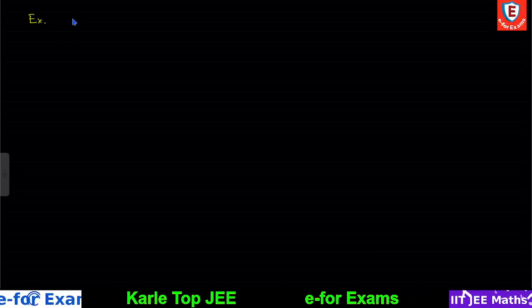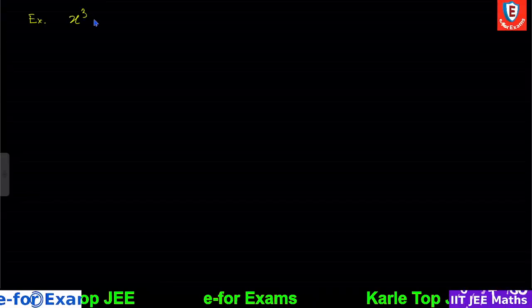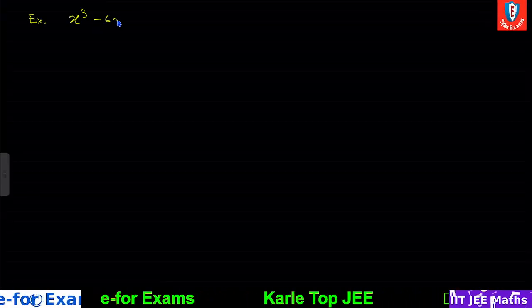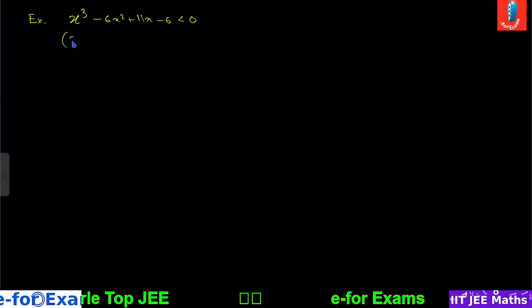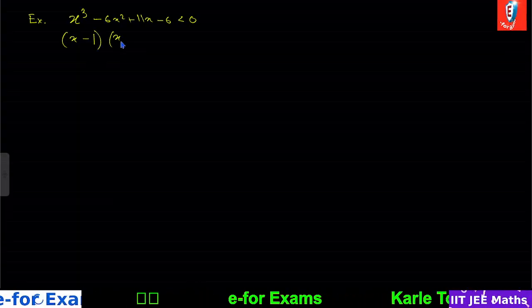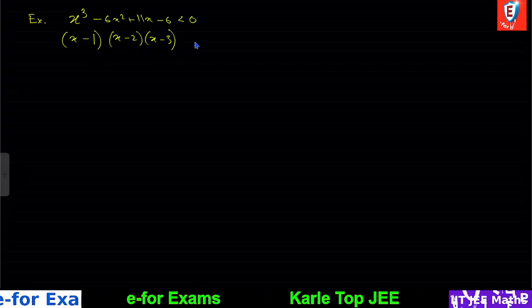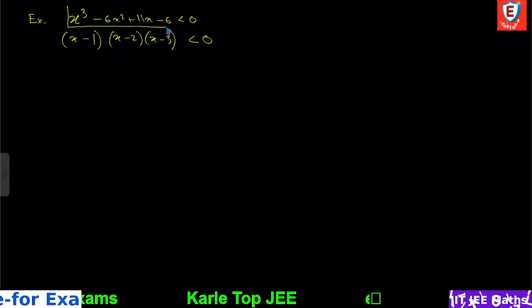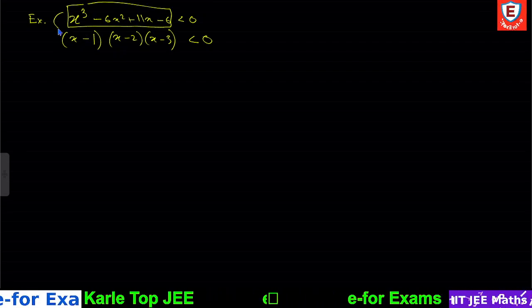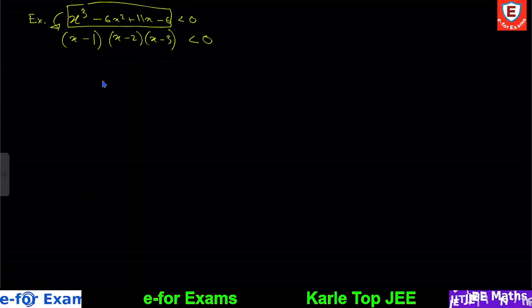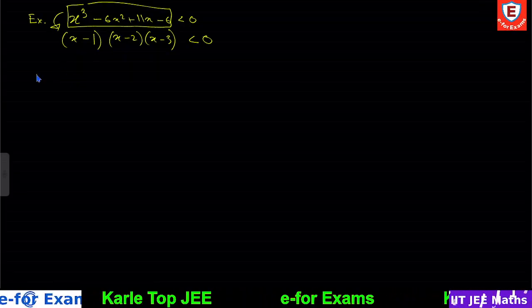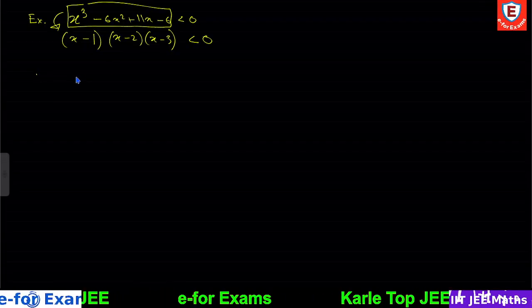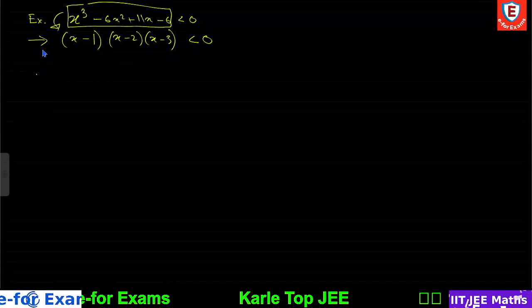Example, x cube minus 6x square plus 11x minus 6 less than 0. Same example we'll do. Factor is x minus 1, x minus 2, x minus 3 less than equal to 0. When you factorize this, you will get this. Hit and trial method, you can use hit and trial method to factorize also, right? We have done this in class 9, 10, 11. So I hope you all know about it, right? Factorization, first step is done, factorization.